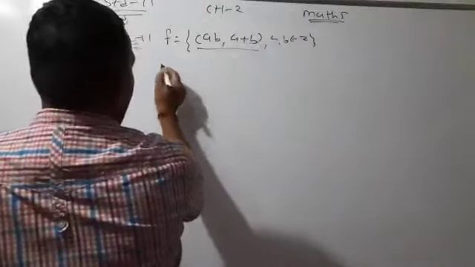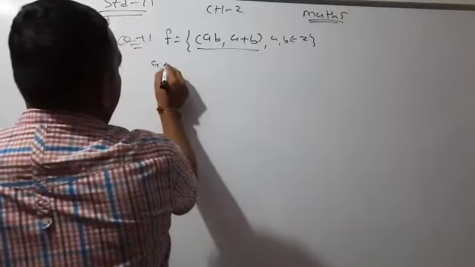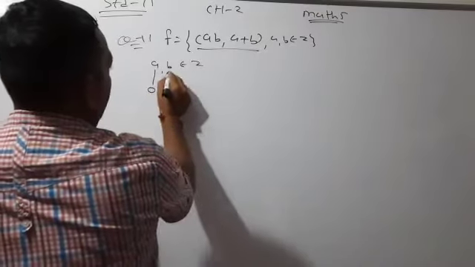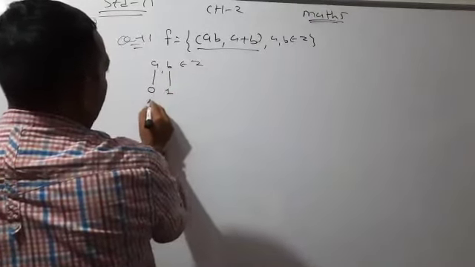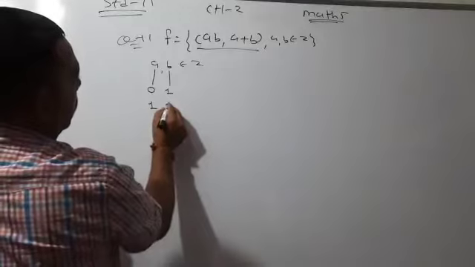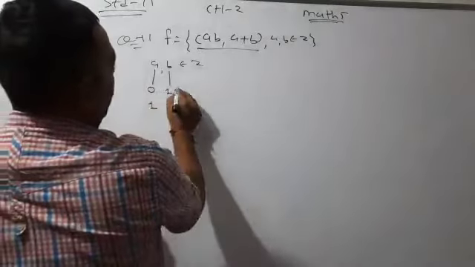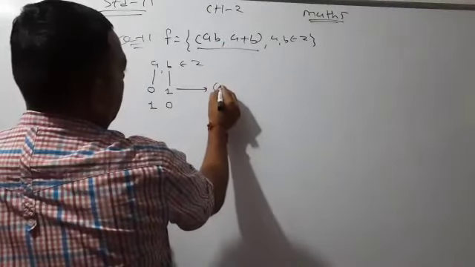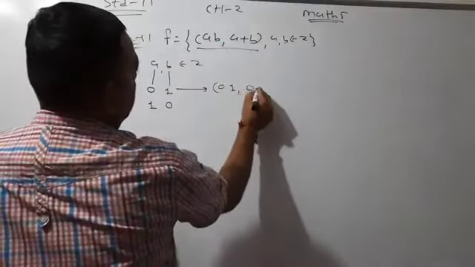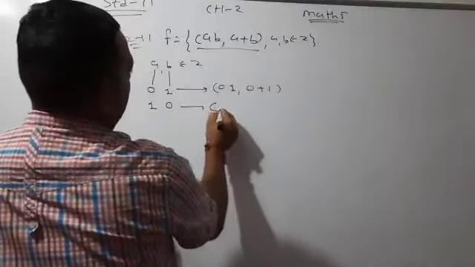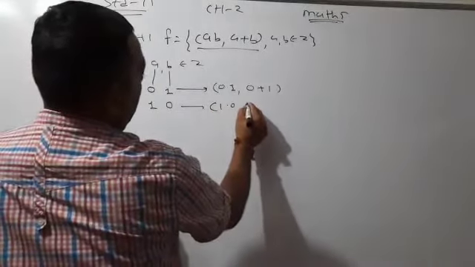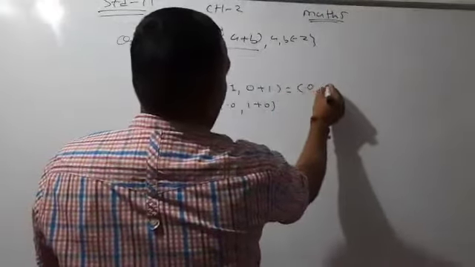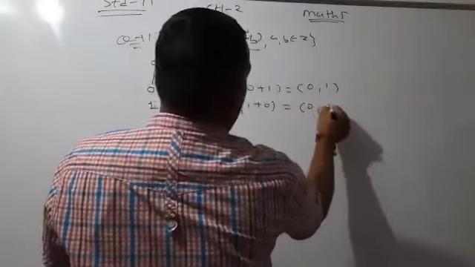Now we know that a, b belong to Z. It means once I will consider a equal to 0 and b equal to 1, and in another case I will consider a equal to 1, b equal to 0. Now what is the result? On the left side, that is 0 into 1, and on this side 0 plus 1, and in this way 1 into 0, and here 1 plus 0. Answer is (0, 1). Answer is (0, 1).